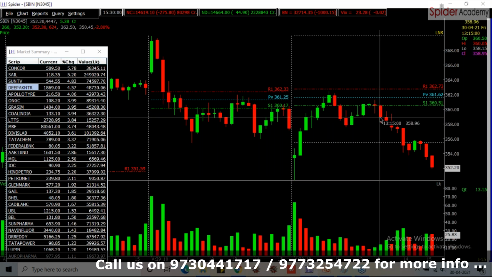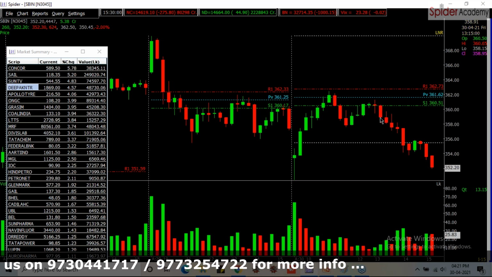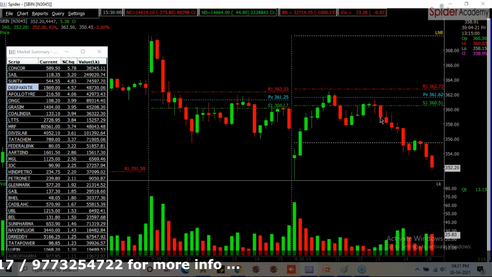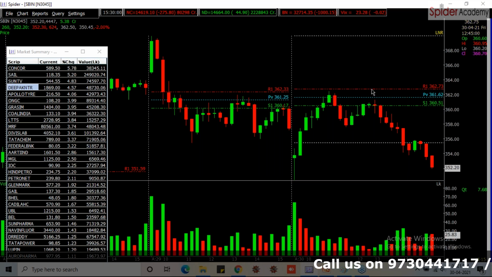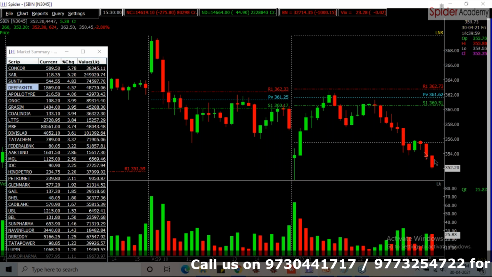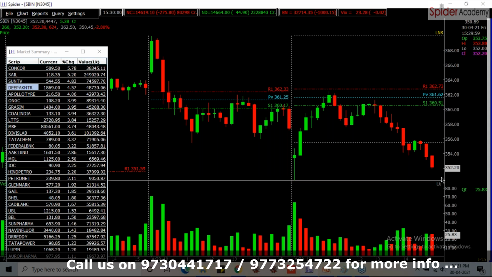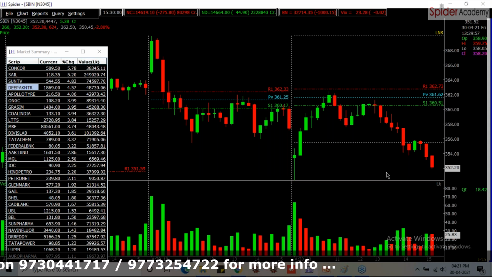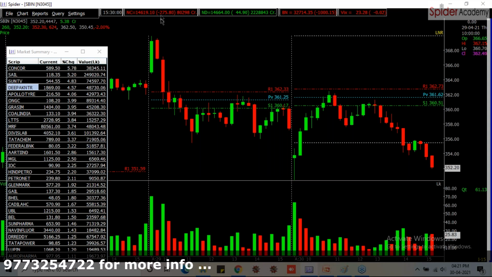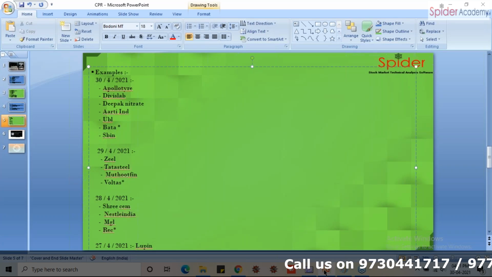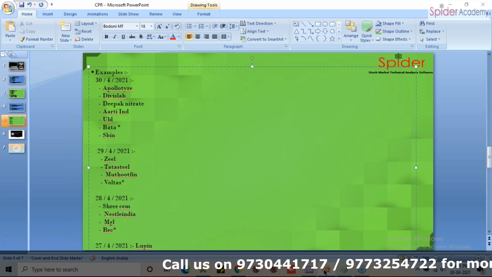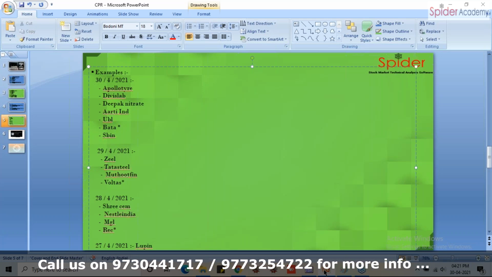So whenever we go for the short side, we enter after this particular candle closes, and we can keep a stop loss at this particular top, that is 362. Okay, and after that you can see the smooth momentum coming to the downside. This was for today's example. Even though the market has fallen 275 points, we have got some stocks which have moved to the upside, such as Apollo, Divi's, Deepak Nitrite, Aarti Industries.